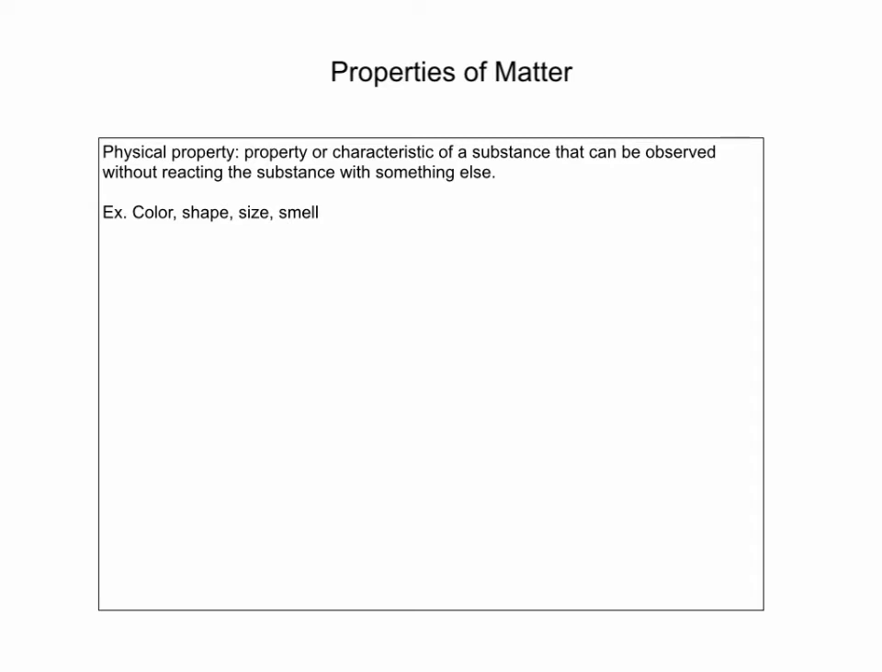The other type of property that a substance may have is a chemical property. A chemical property is a characteristic of a substance that can only be observed by reacting it with another substance.